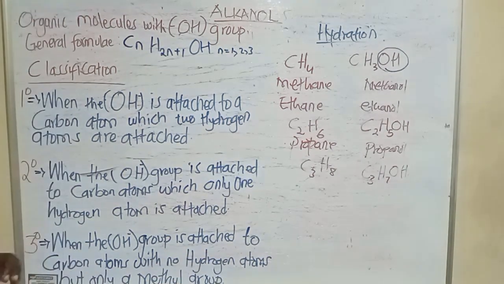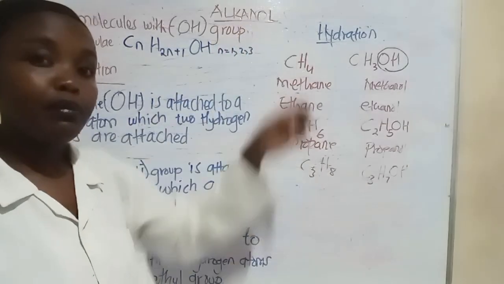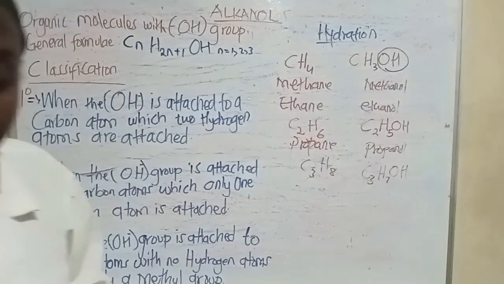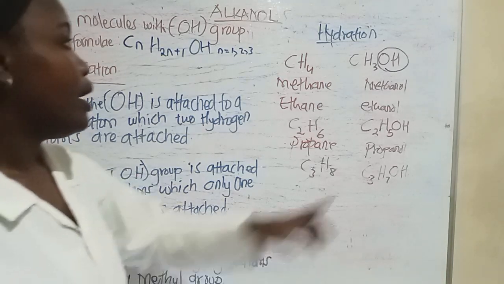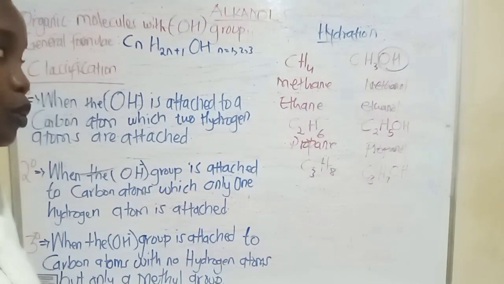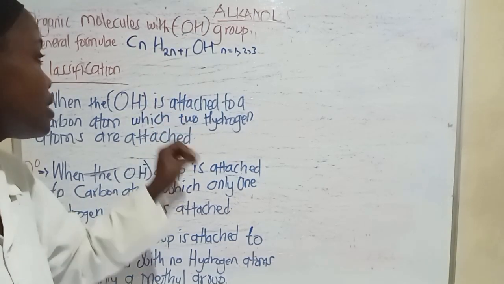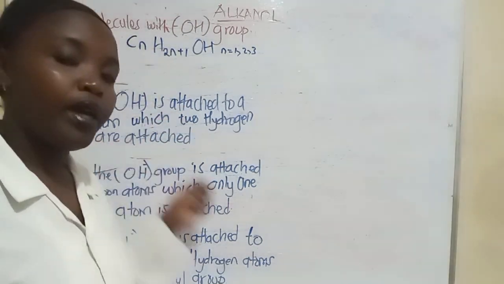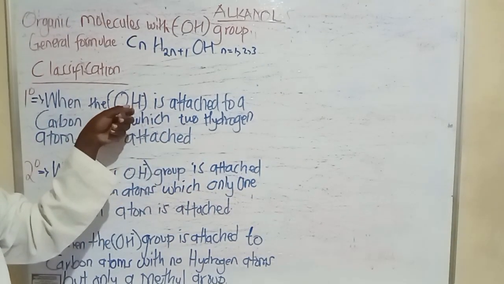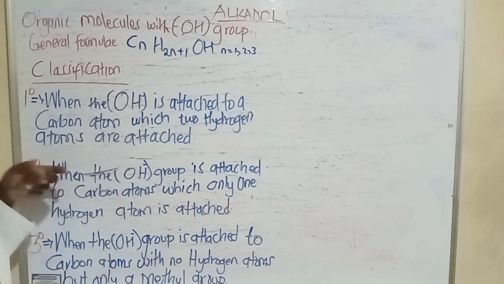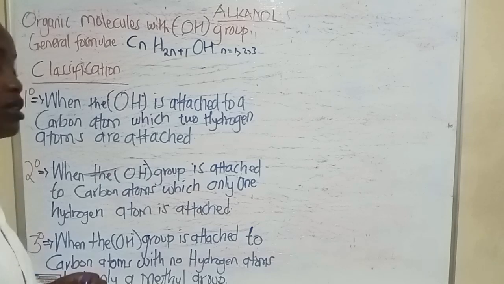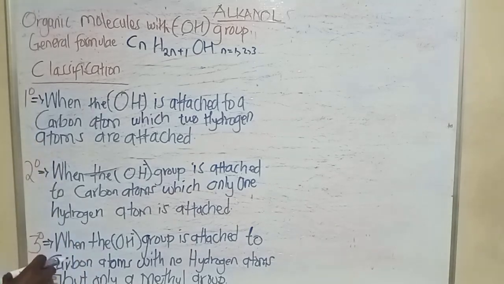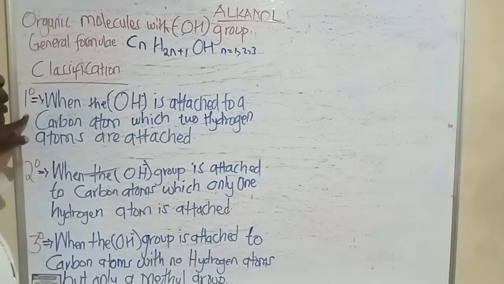So let us go to classification. Alkanols can be classified into 3 categories, and the classification is based on the position of the hydroxyl group. So we have primary alkanols, secondary alkanols, and tertiary alkanols. I have written 1 with a small zero there, which stands for primary, and likewise for secondary and tertiary alkanols.